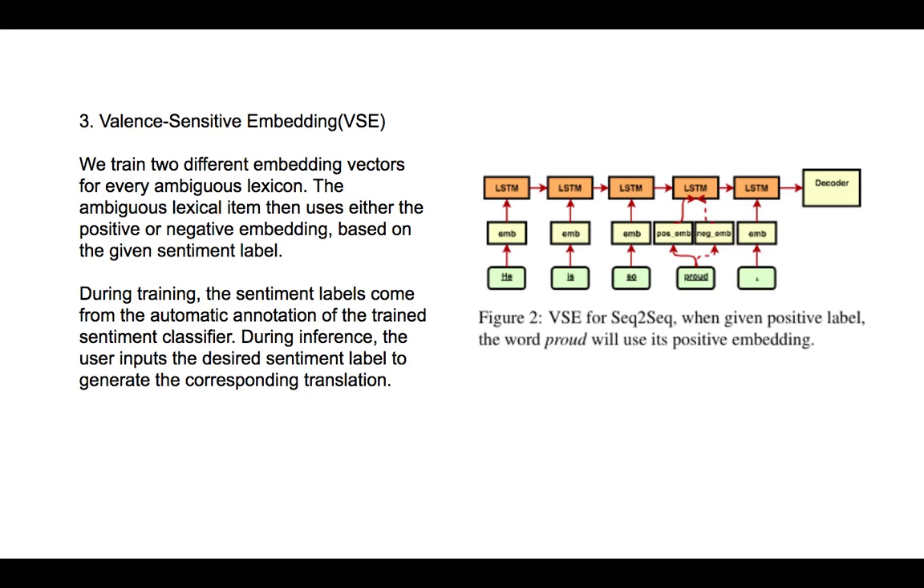During training, the sentiment labels come from the automatic annotation from the trained sentiment classifier. During inference, the user can input the desired sentiment label and generate the corresponding translation. So for the sentence "he is so proud," if the user inputs positive, then the generated translation should be positive sentiment. Otherwise, if the user inputs a negative label, then the translation should be negative.